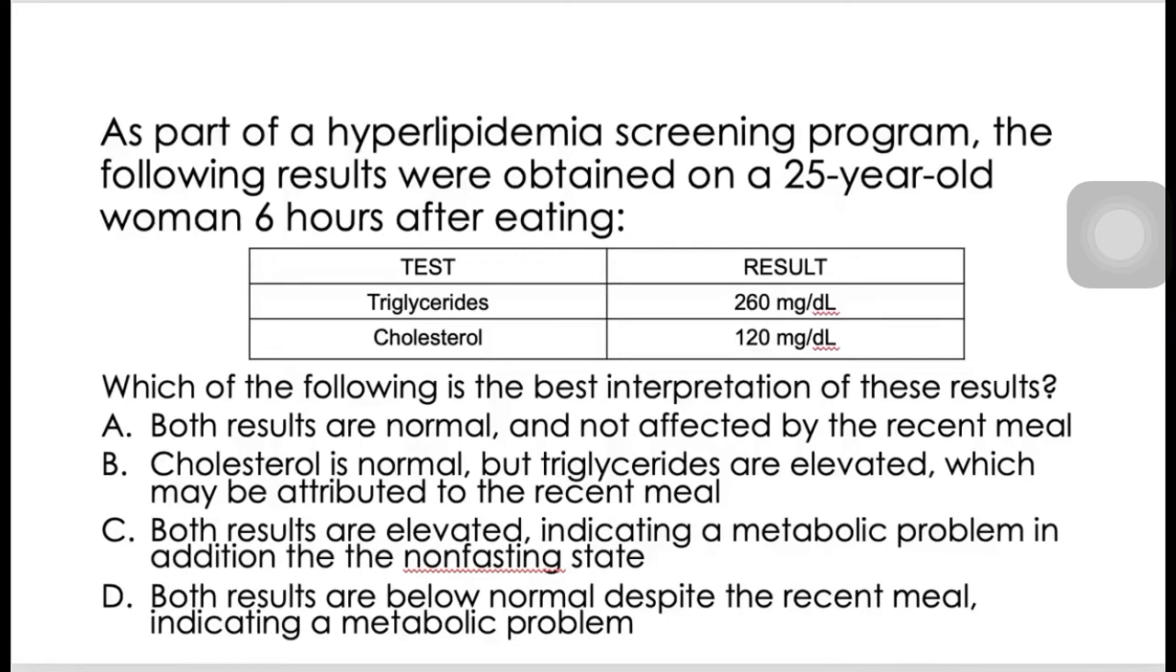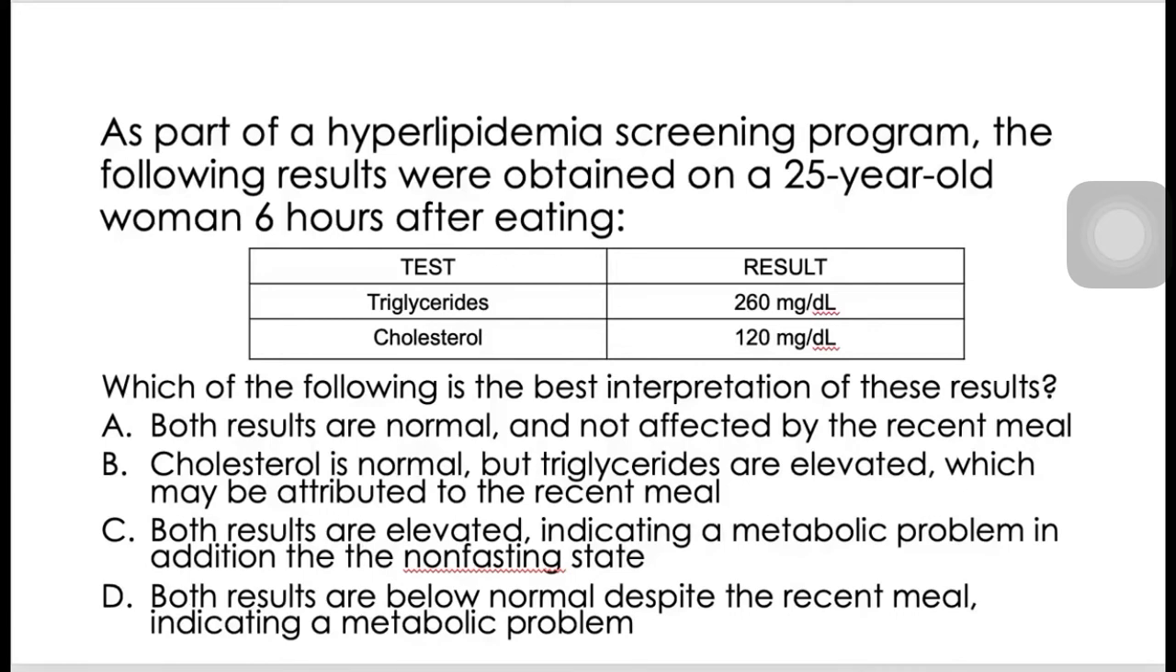Let's check the other items. Letter C, both results are elevated, indicating a metabolic problem in addition to the non-fasting state. They are not both elevated, because cholesterol is normal here, so that is also wrong. Letter D, both results are below normal despite the recent meal.